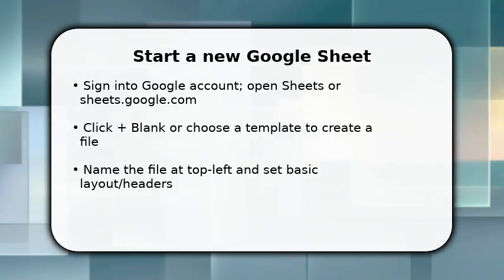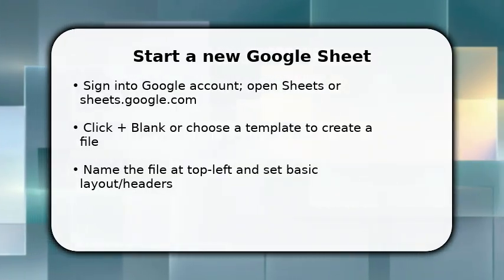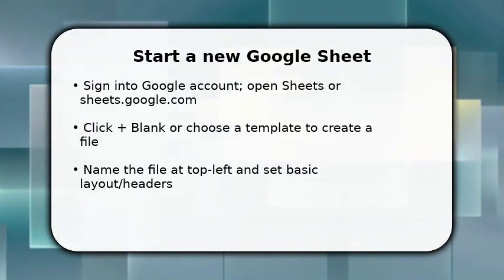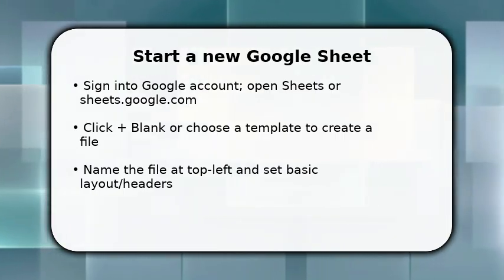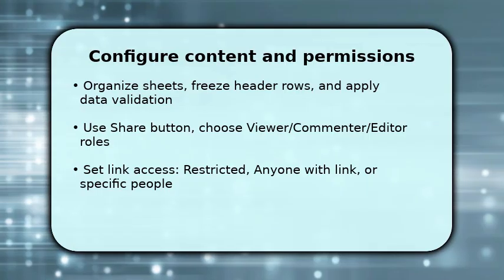Next, add column headers and a simple row of sample data to confirm formatting. Once done, adjust number formats and column width so entries look right. This prevents downstream confusion when you share access. Now you organize and protect content before sharing. Freeze header rows and use data validation to prevent input errors.